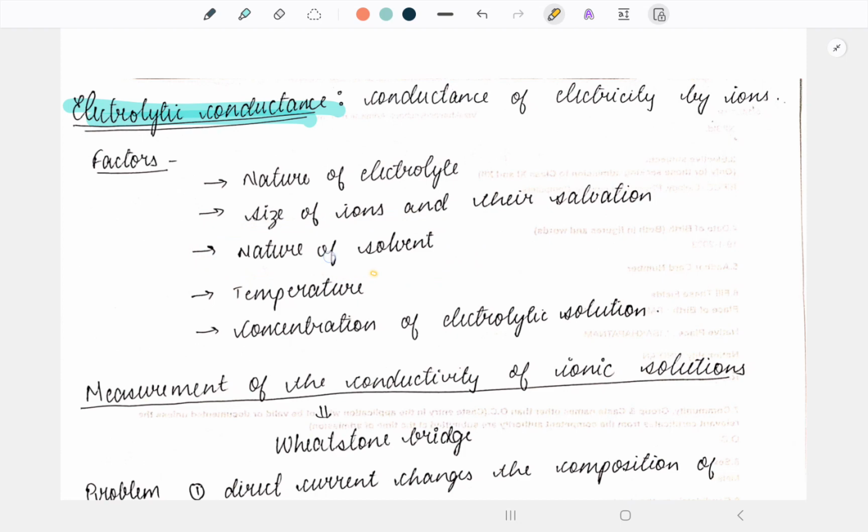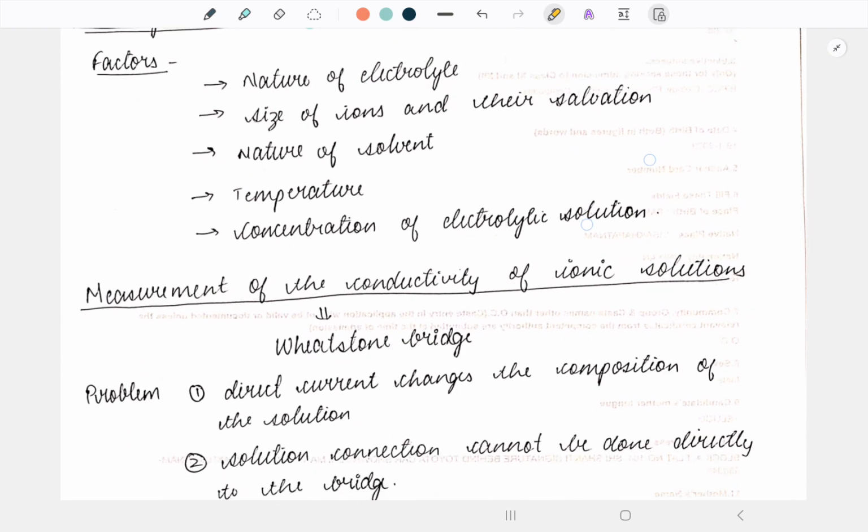Next is the heat which is provided. So on increasing the temperature, there is an increase in ionization as the movement of ions will also increase. So consecutively, the electrical conductivity of the solution will increase. So it is directly proportional to the temperature. And the concentration of electrolytic solutions. So with the decrease in concentration of electrolytic solution, that is on dilution, the ionization of weak electrolyte will increase and thus the electrical conductivity will increase.